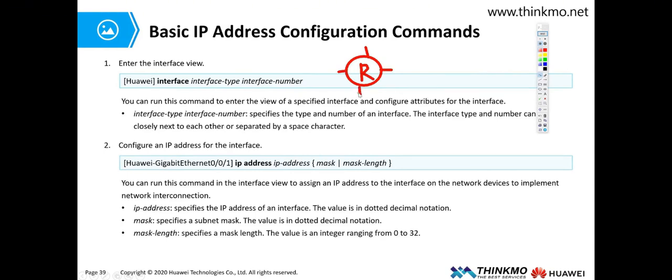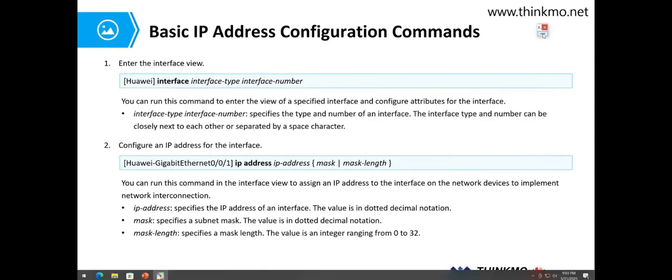During this process, we need to use commands to enter the interface view and configure an attribute for the interface. We can use the interface command followed by specifying the type and number of the interface. For example, if we are configuring the IP address for the interface G0/0/0, we need to enter interface followed by its type G and its number. For example, if we have G0/0/1, we would enter interface G0/0/1. This command allows us to enter the interface view. In the future, we can configure the interface IP address under the interface view.